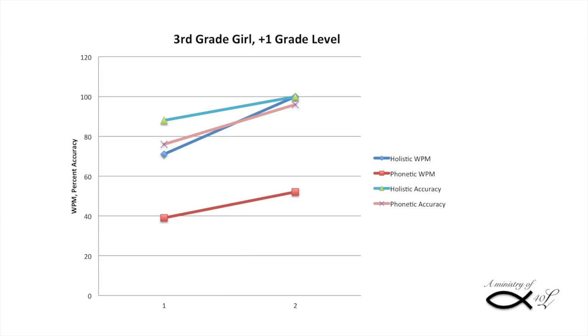This 3rd grade girl attended a shorter 7-hour group class, but she also improved 1 whole reading grade level. She also had a slight slowdown increase while improving her overall reading speed and accuracy. Her holistic accuracy went from 88 to 100%, and her phonetic accuracy from 76 to 96%. A slight slowdown increase from 45 to 48%.